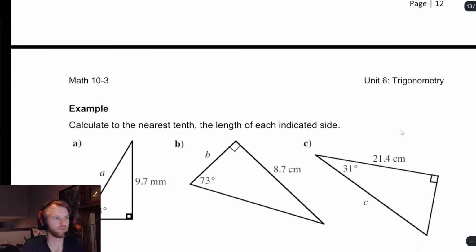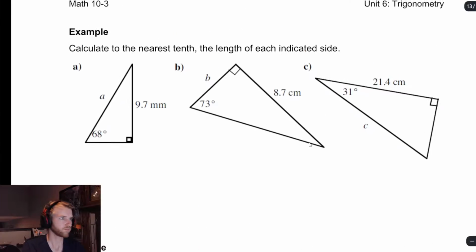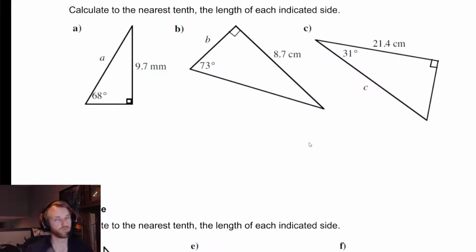So that brings us to the next 3 problems. These ones here do not tell us what trig ratio to use. We need to figure that out for ourselves. It says, calculate to the nearest tenth the length of the indicated side. So for problem A here, we are trying to figure out what this side length is.